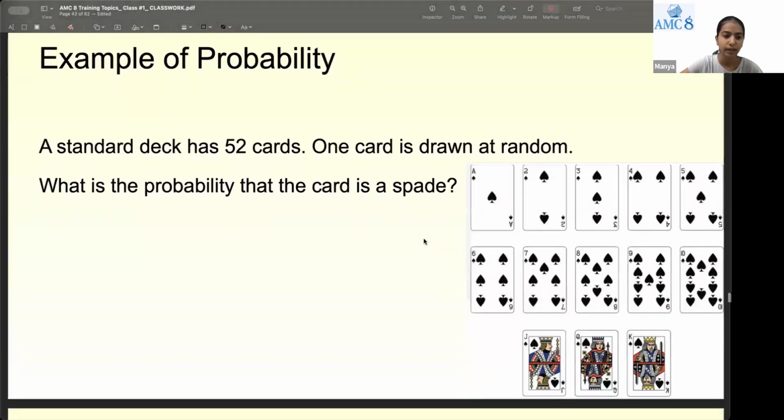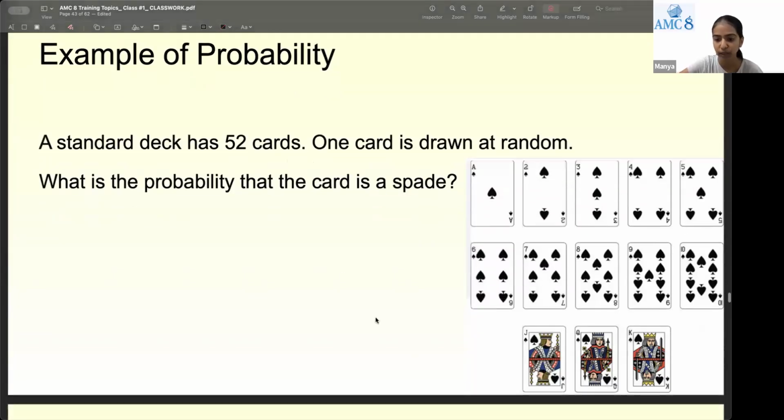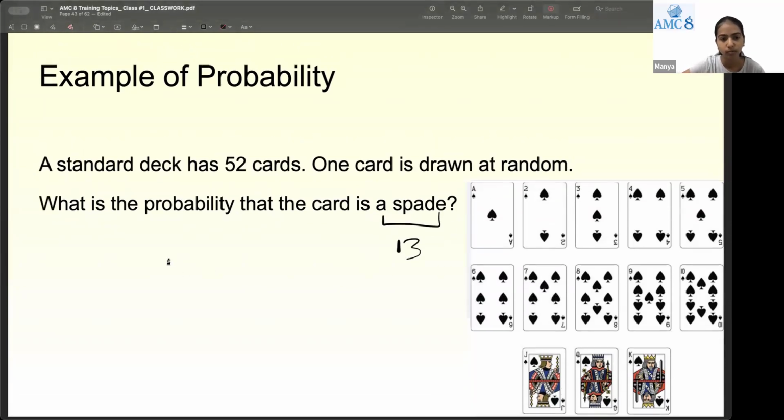Suppose that a standard deck of cards has 52 cards, and we need to pick one card, which is drawn at random. What is the probability that the card is a spade? So here in this picture, they're showing us what the spades are, like how many spades there are. And if we count them, there's 13 spades. Ace, 2, 3, 4, 5, 6, 7, 8, 9, 10. And there's these cards as well. Jack, Queen, King. So there's 13 cards. And what is the probability that the card is a spade?